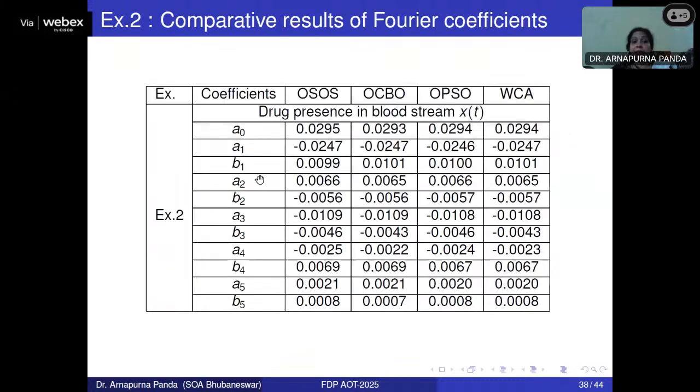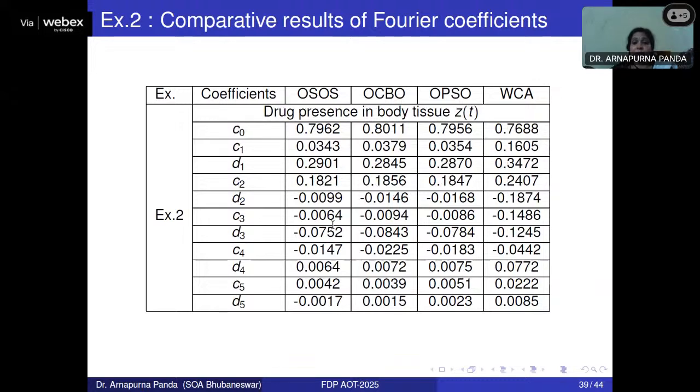And this table gives all the coefficients we have calculated using the proposed algorithm. You can clearly see that OSOS is giving good results. This is the second coefficient set. We have calculated C0, C1, D1. And here also we can clearly see that orthogonal symbiotic organism search is giving a good result.